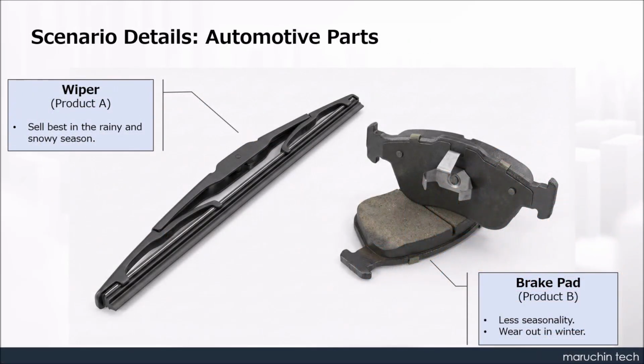Let's look at the automotive parts we are targeting in this scenario. We will focus on wipers and brake pads as they show increased demand under different weather conditions. Naturally, wipers sell best during the rainy season to ensure visibility. They also see high demand in snowy regions. Furthermore, since rubber degrades due to summer heat and UV rays, many users replace them before the rainy season begins. Brake pads have less distinct seasonality compared to wipers, but they tend to wear out faster in winter conditions.